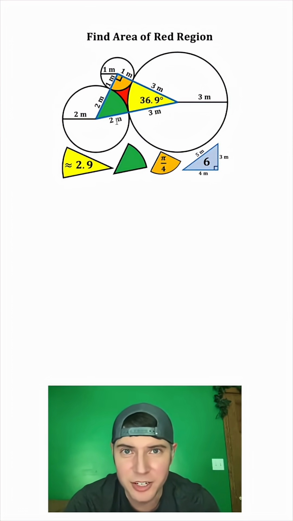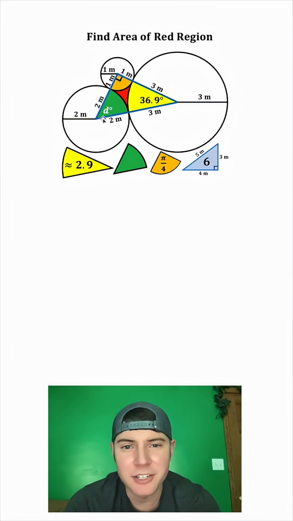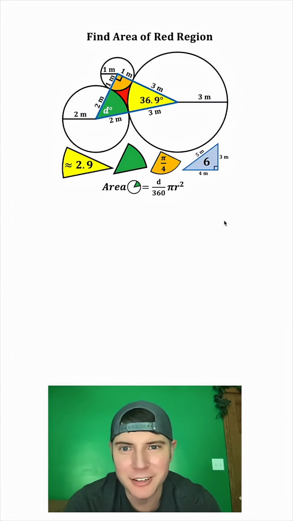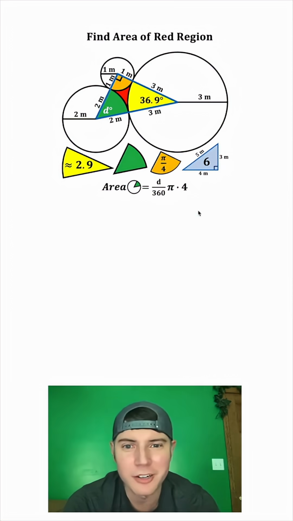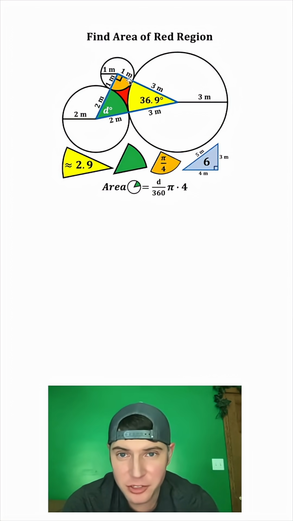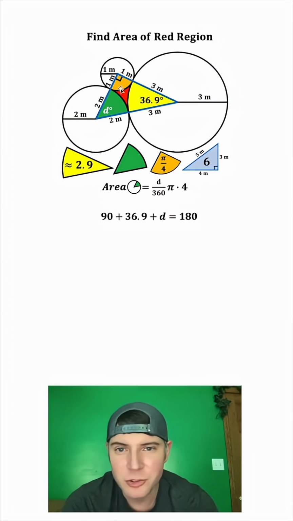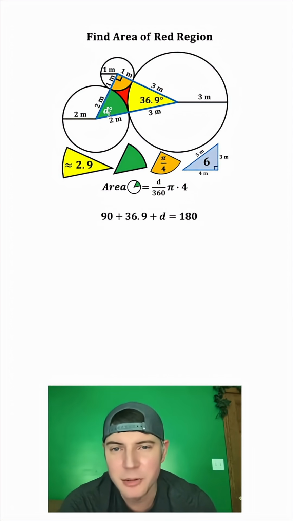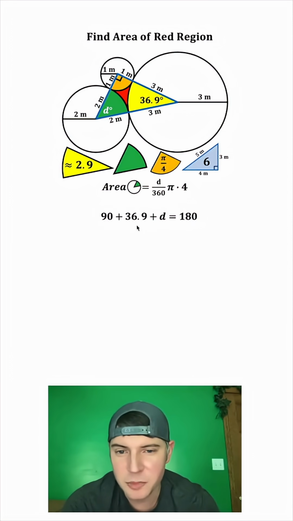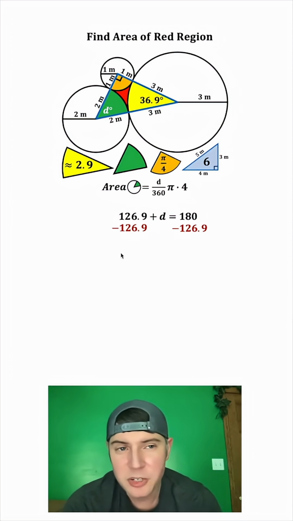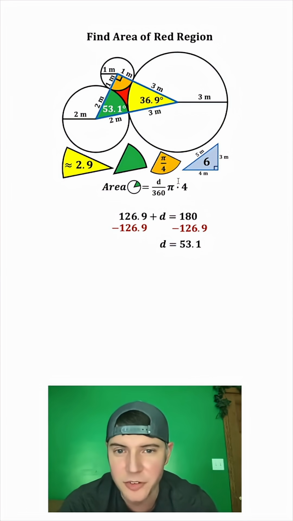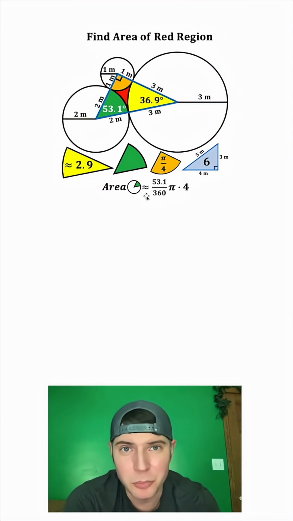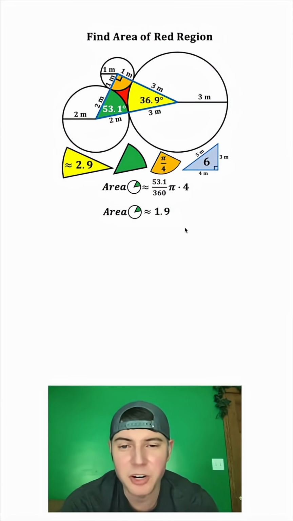And last, let's do this green sector. So we'll make this angle right here d, which means we can use this formula again. For the r, the radius of this circle is equal to 2, and then 2 squared is equal to 4. And now to find the d, we know that the three angles of a triangle add up to 180 degrees. So 90 plus 36.9 plus d will equal 180. 90 plus 36.9 is 126.9. And after we subtract that from both sides, we get d is equal to 53.1. And we can change this d into 53.1. And then once again, we got to change this to approximate. And after we do this, the area is approximately 1.9.